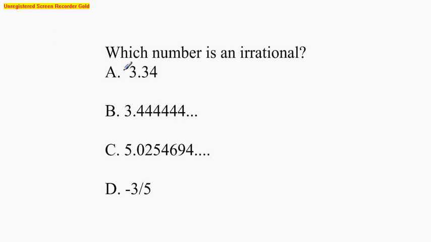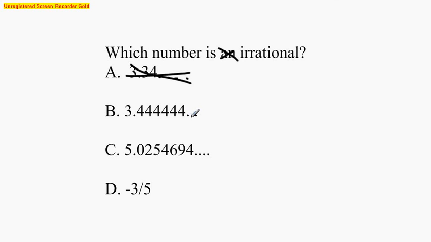It says, which number is irrational? And so again, an irrational number cannot be written as a fraction, okay, or it's a non-repeating decimal. A decimal that goes on forever, but it's not repeating. Or a square root of a number that is not a perfect square. Okay, so this first one, 3.34, that is a rational number, right? That decimal does not go on forever, right? So that one is not an irrational number.